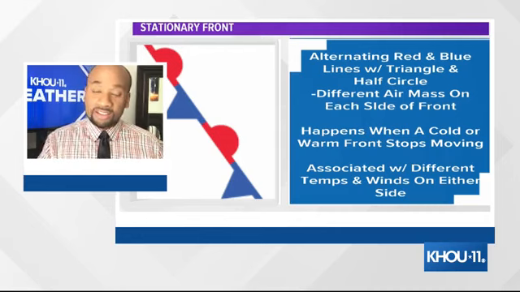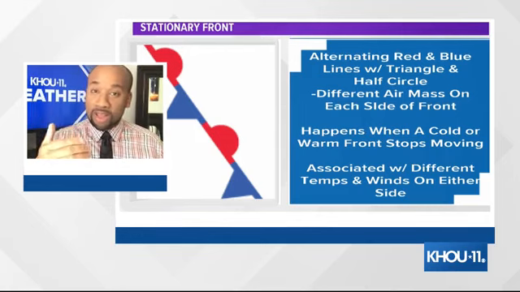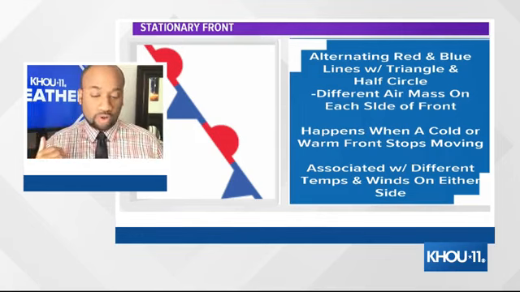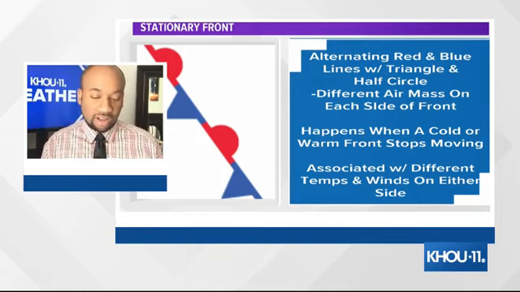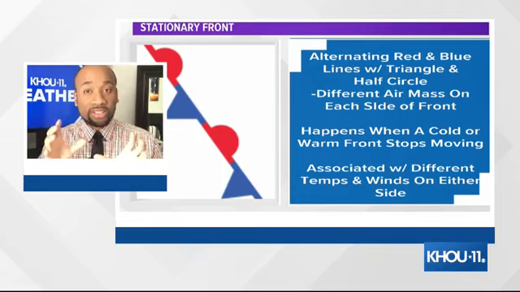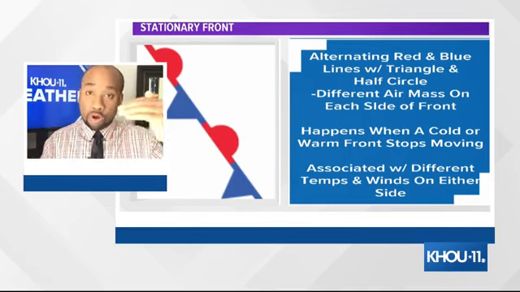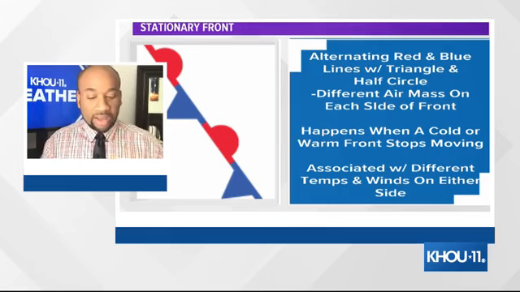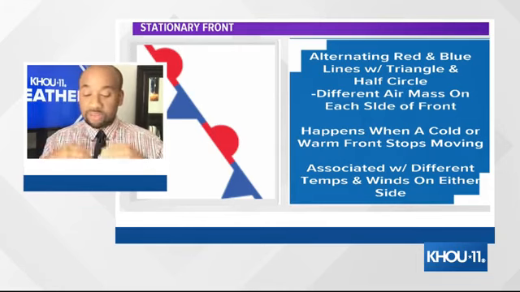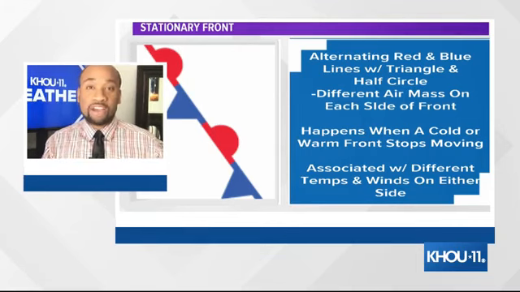That is a line that is broken down by red half circles and blue triangles. Notice they are on opposite sides of the line right there, indicating that the air masses aren't moving across the region, but that boundary is still there between the two different air masses, one on each side of the front. And it happens when, like I said, a cold front or a warm front slows down to a crawl, and it's associated with different temperatures and winds on either side.